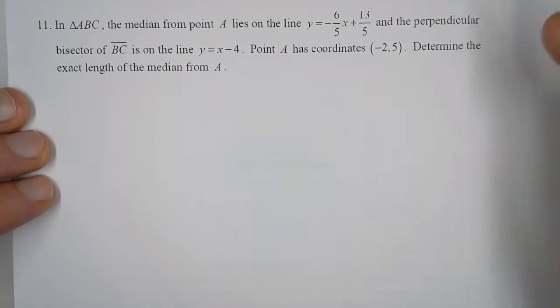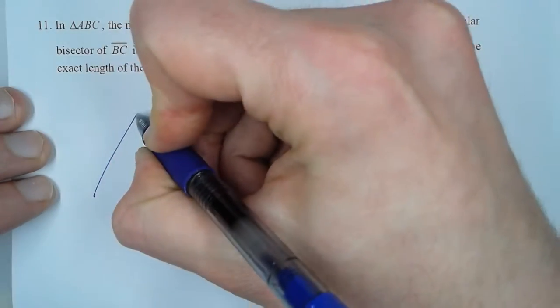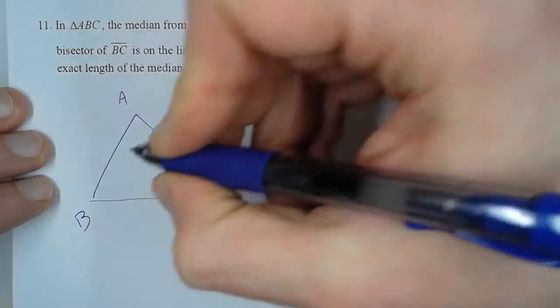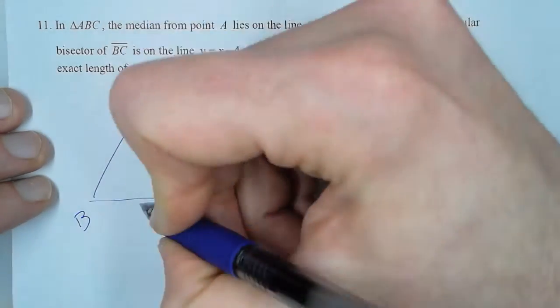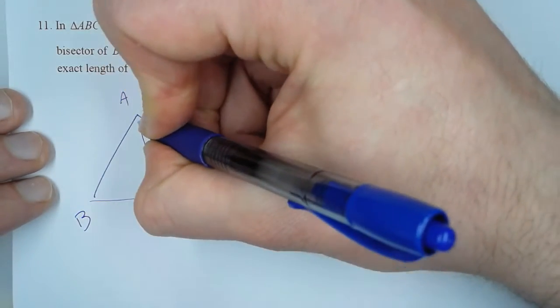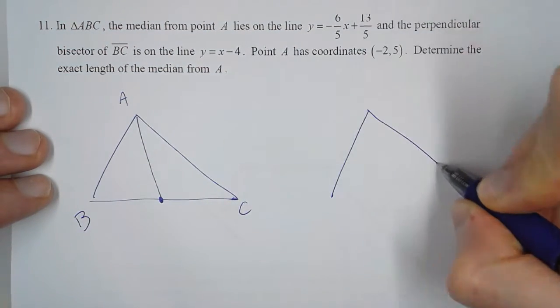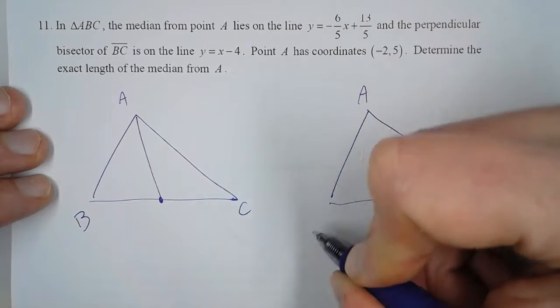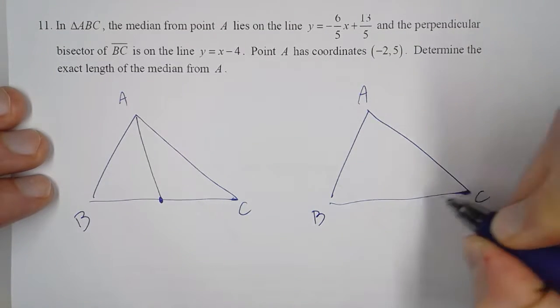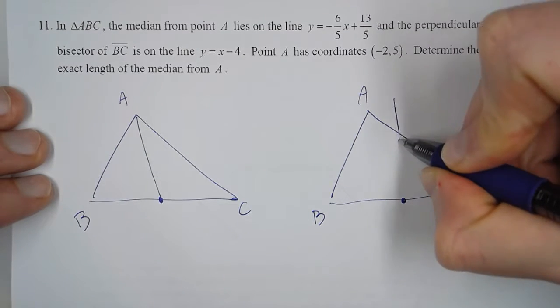All right, now what is the median? In a triangle, we have A, B, C. The median connects the midpoint of this side to A. Now what about the perpendicular bisector? The perpendicular bisector passes through the midpoint but runs perpendicular.